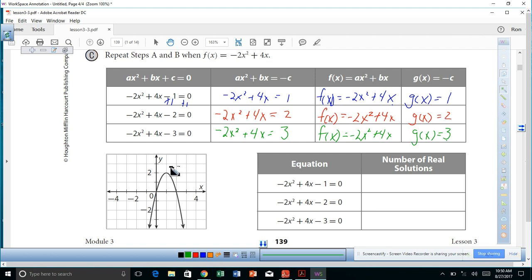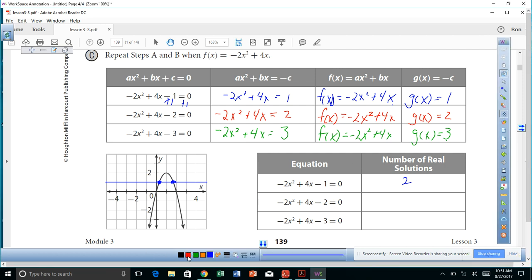Now, we're going to graph them. So let's graph 1. Actually, negative 1 is, or rather it's positive 1. Let's graph positive 1, it's right here. And as you can see, it crosses the parabola in 2 places. So we have 2 solutions.